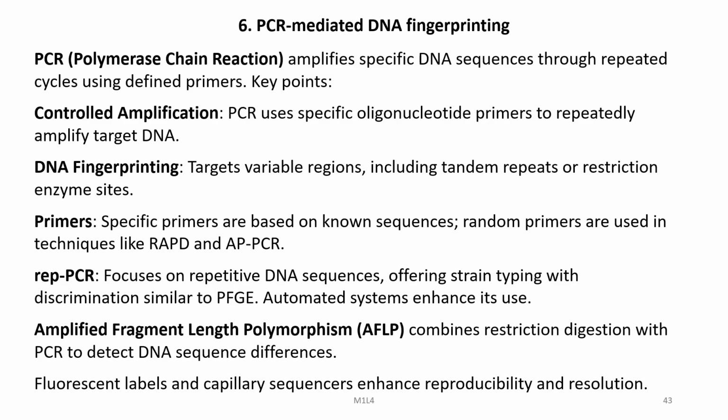Random primers are used in techniques like RAPD and AP-PCR. And in rep-PCR, we focus on repetitive DNA sequences, offering strain typing with discrimination similar to PFGE, and the use of automated systems enhances the results. Then we also go for amplified fragment length polymorphism, another modification. This combines restriction digestion with PCR to detect DNA sequence differences, and we will be discussing AFLP in another slide later. Fluorescent labels and capillary sequencers enhance the reproducibility and resolution.